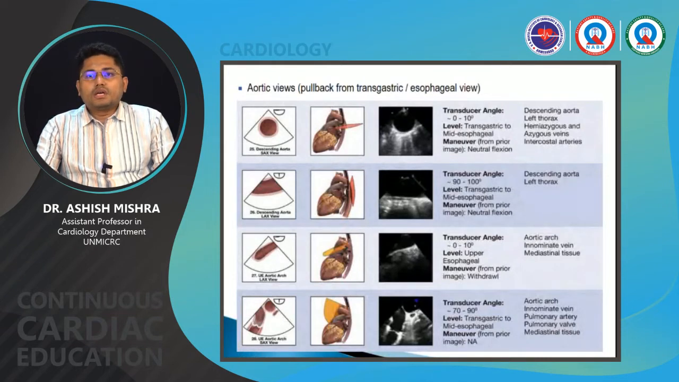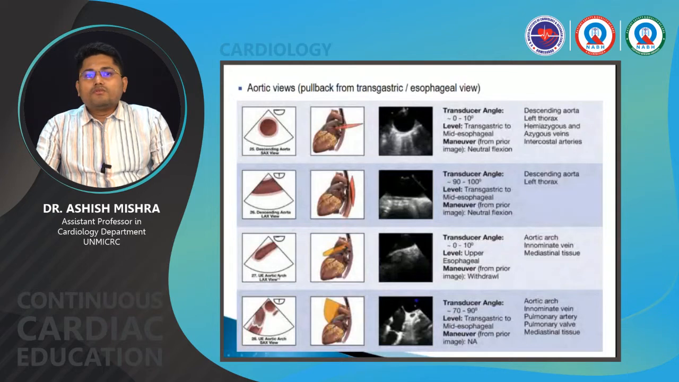And in fact we can study the descending aorta and also the accompanying hemiazygous and azygous vein. Then we have the descending aorta in the long axis view, by basically turning the transducer angle to 90 degrees. We can see the longitudinal profile of the descending aorta. Moving further, the upper esophageal views are obtained by slight withdrawal from the base view of the prior.